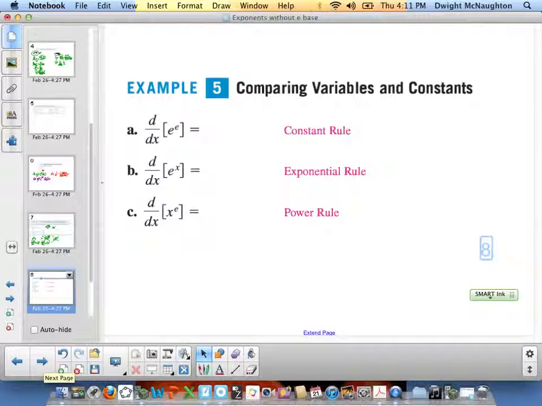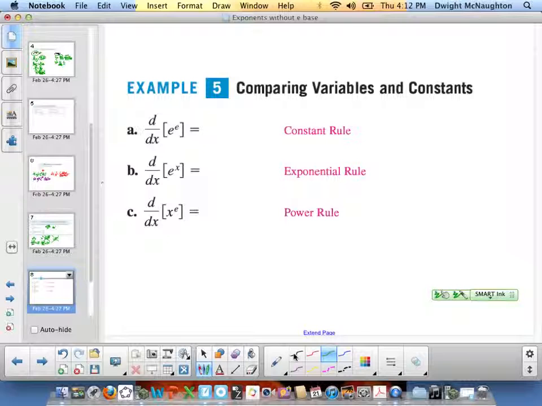All right? So here are some examples that illustrate the difference. A. What is the derivative with respect to x of e to the e? Well, first off, where's our variable? There isn't a variable. It's e to the e, right? They're both constants. A constant to a constant is a constant. So what you want to do there is use your constant rule. What's the derivative of a constant? A constant never changes, so its derivative is 0.